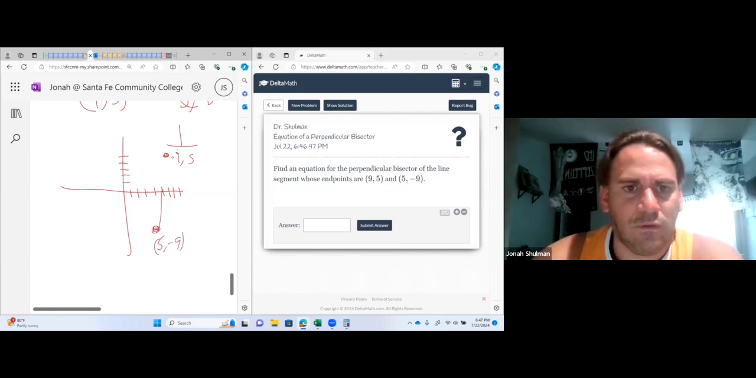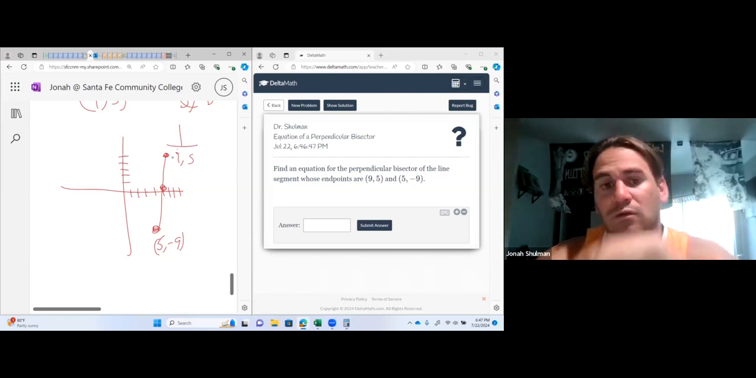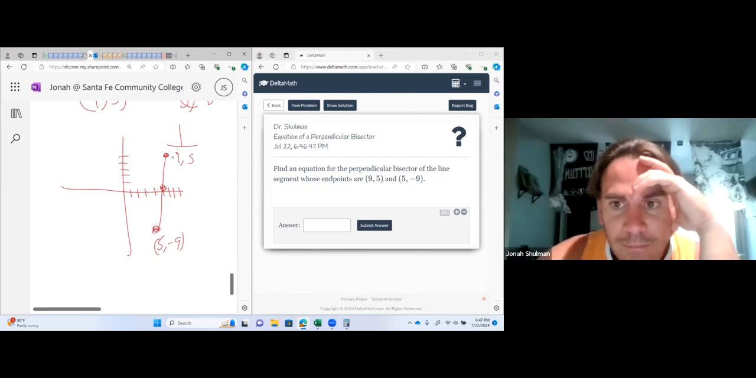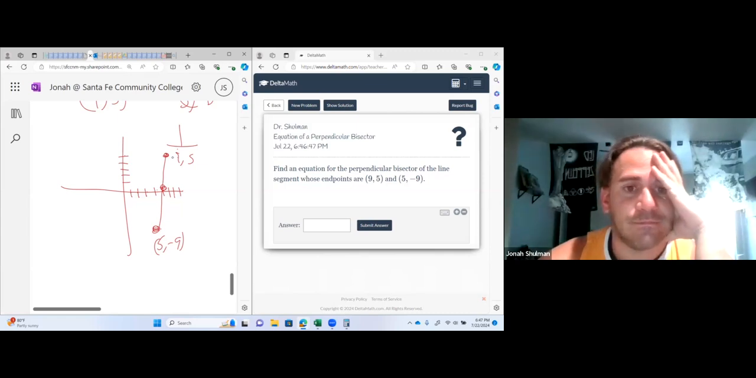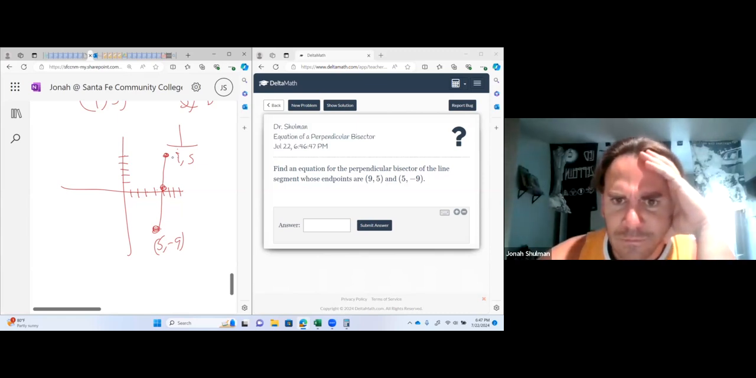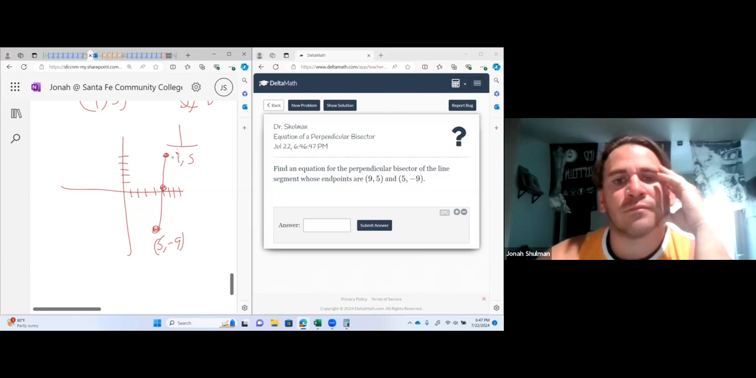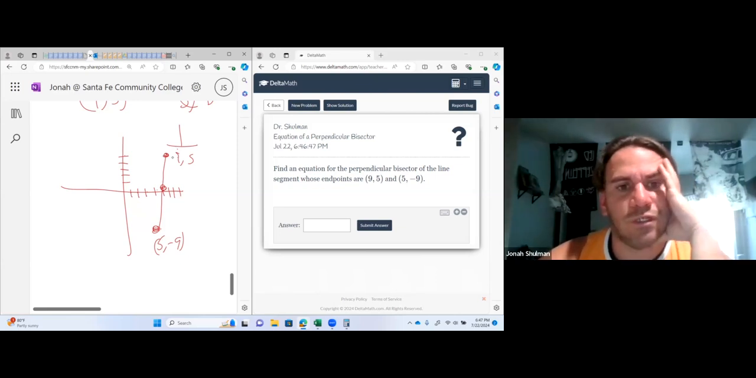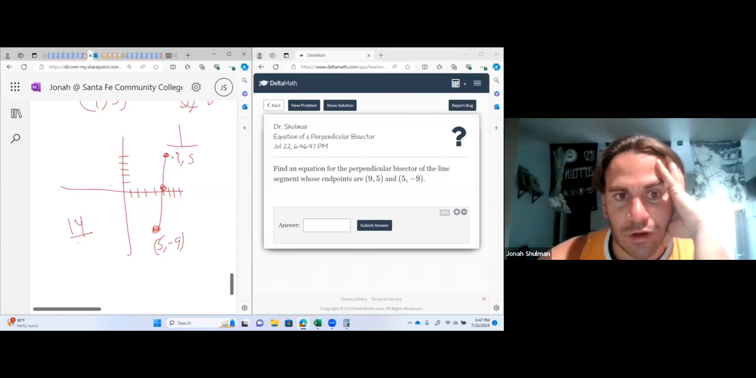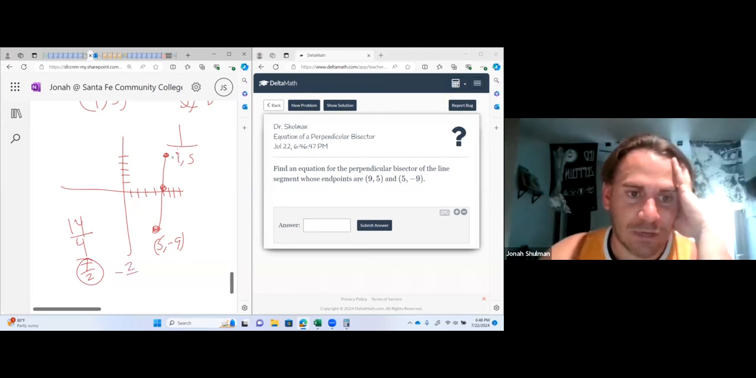So we need the middle. We need the middle between 5 and 9, right? Find an equation of the perpendicular bisector of this line. Okay, so we need this, and then we need the slope. So the slope of this is we go up 14, we run over 4, up 14 over 4. So it's 7/2 is the slope. So if ours is 7/2, it's going to be -2/7.